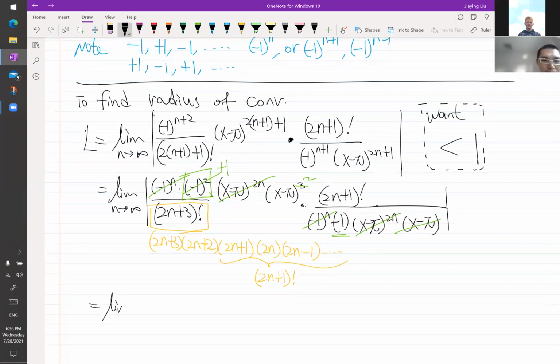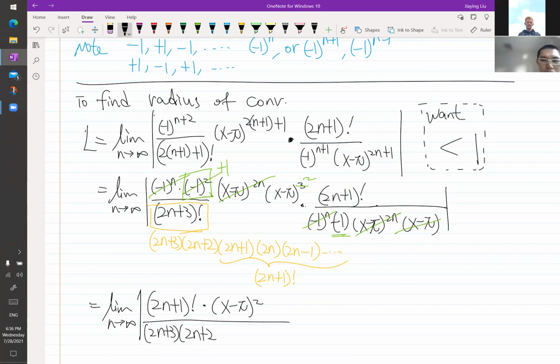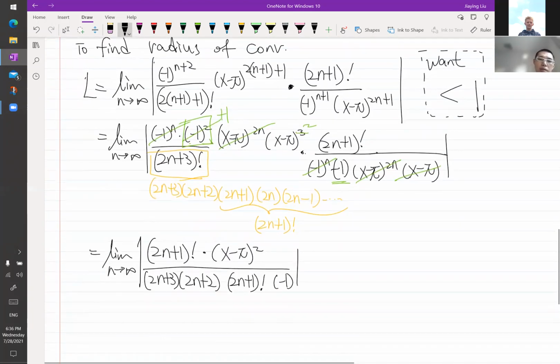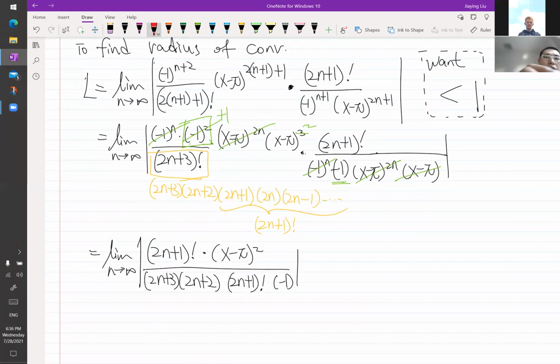So we have the limit as n goes to infinity. The numerator: we have (2n plus 1) factorial times (x minus pi) squared. I'm going to put it at the end. In the denominator, we have (2n plus 3), (2n plus 2), (2n plus 1) factorial, and then we have a negative 1 remaining. Keep the absolute value. So now we can simplify this term.